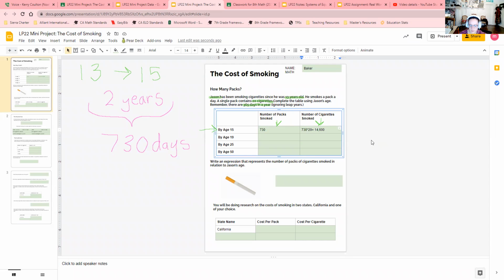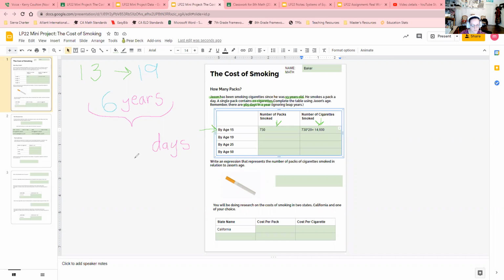And then let me just double check that on a calculator, make sure that we did that right. Remember to always check your work. Yep, 14,600. So we're going to do the same process to figure out how many cigarettes he has smoked by age 19. So I'm going to go ahead and erase that information. We're going to the age 19. So he started at 13. It's now 19. That is a difference of 6 years.